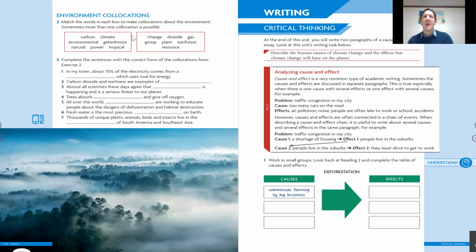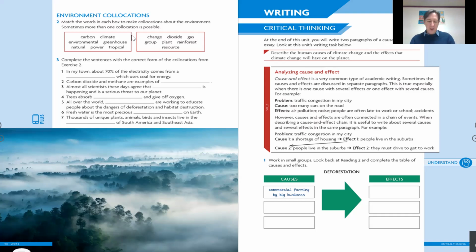Cause and effect. This is a very common technique or topic when you are writing. What is the cause? What is the effect? What causes something? And what is the effect? Okay. So we're going to start with the book, and then I will show you another example.